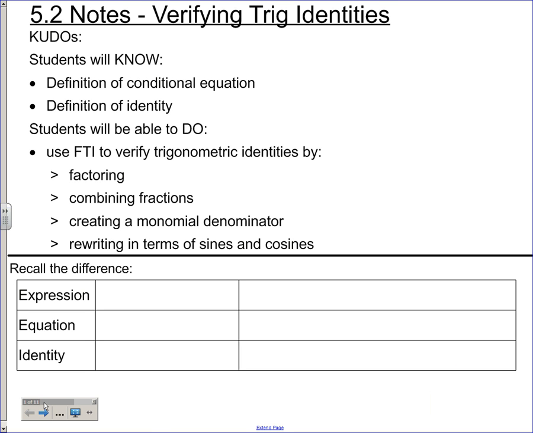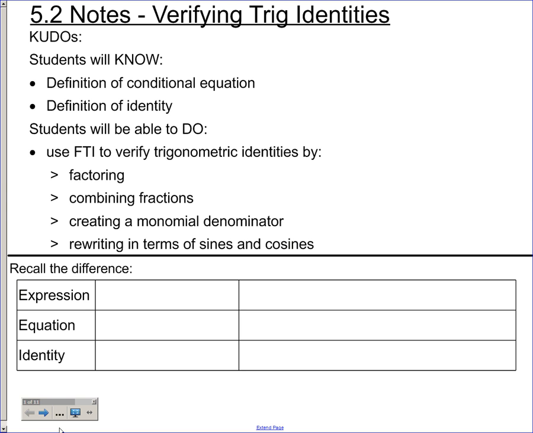All right, before we get started, make sure that you have your identity sheet out so that you can look for formulas that we may use throughout the lesson. So this lesson, 5.2, is all about verifying trig identities. First we're going to discuss the difference between an expression, an equation, and an identity, and then we're going to learn some different proof techniques for different identities that may arise.